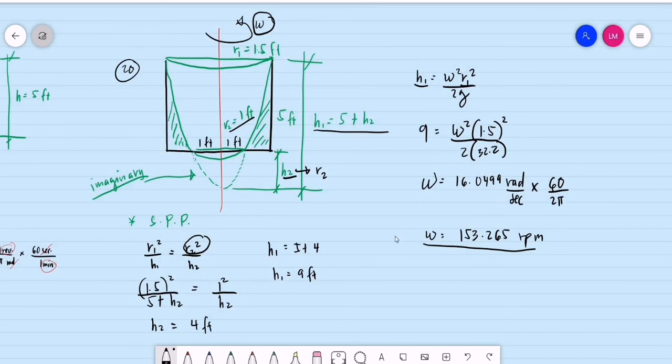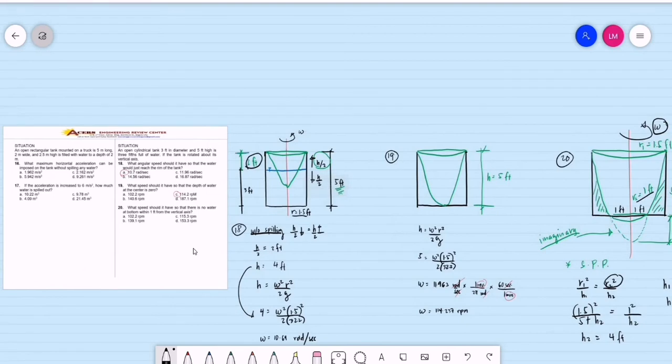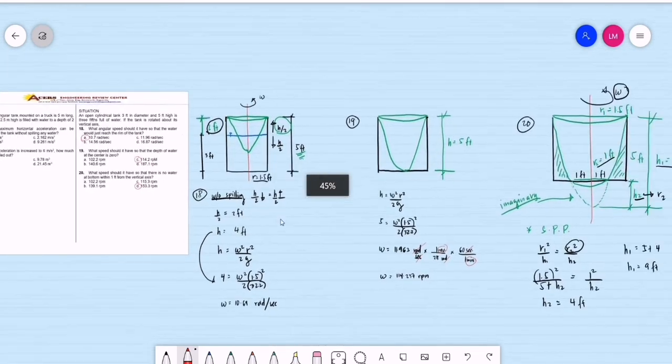If we are to check that on our choices, we have 153.265. Our closest value is 153.3, letter D. So this will be our solution.